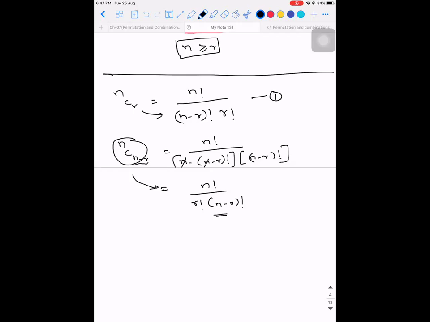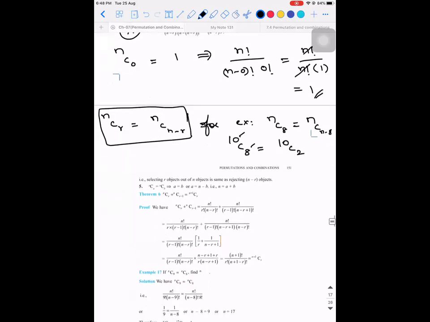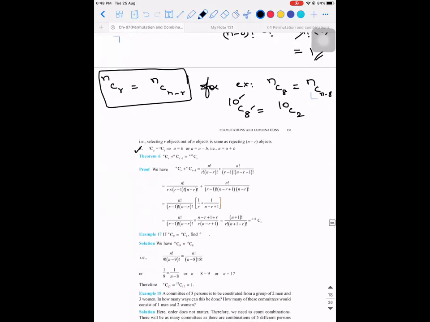Are they both not the same? Then we can substitute. Yes, you can use. They both are the same. You can use. That is the reason this property is there. And the last property of all is nCa. If nCa is equal to nCb, then that is possible only under two circumstances. One is when a is equal to b, or the sum of a and b is equal to n, the total number of objects that are present.